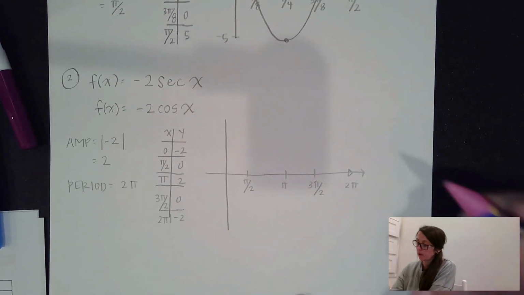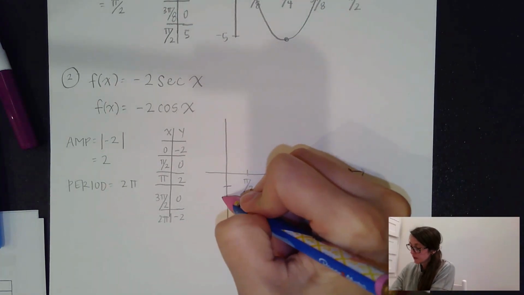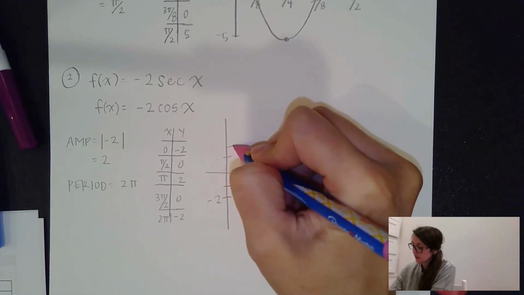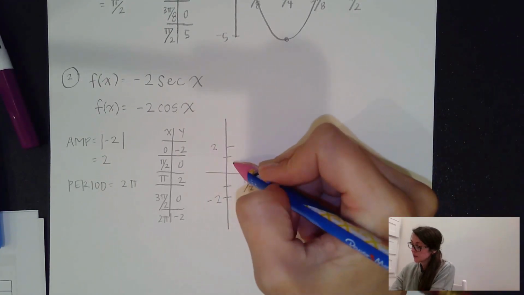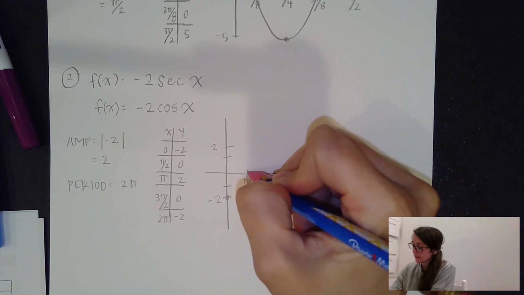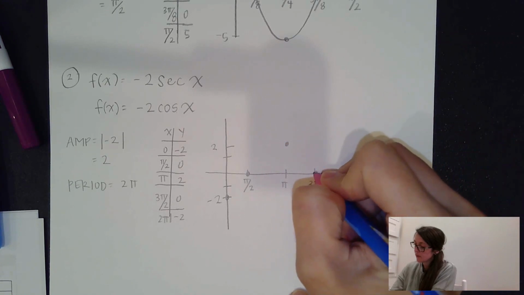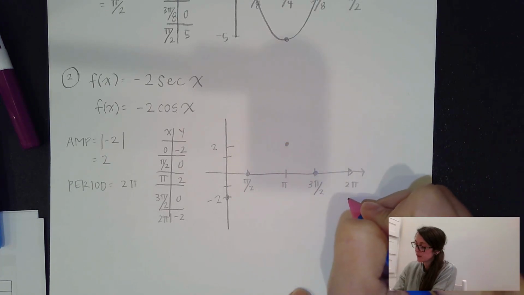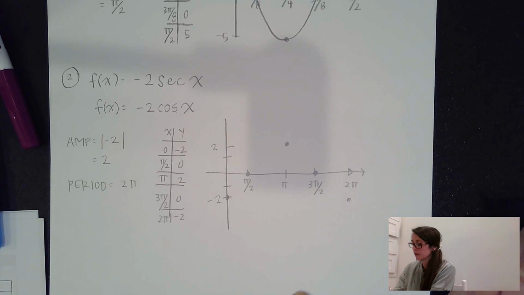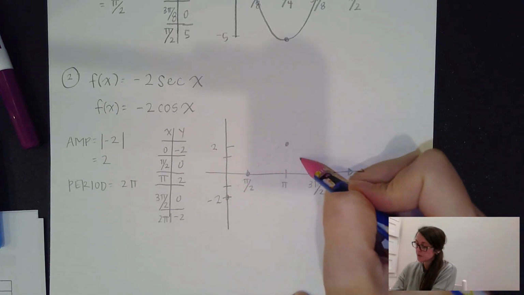Alright, so for our cosine curve, we'll have a negative 2 and a positive 2 here. So at 0, we will be down at negative 2. At pi over 2, we will be at 0. At pi, we will be at 2. At 3 pi over 2, we will be at 0. And then at 2 pi, we will be at negative 2. So this is your cosine curve.